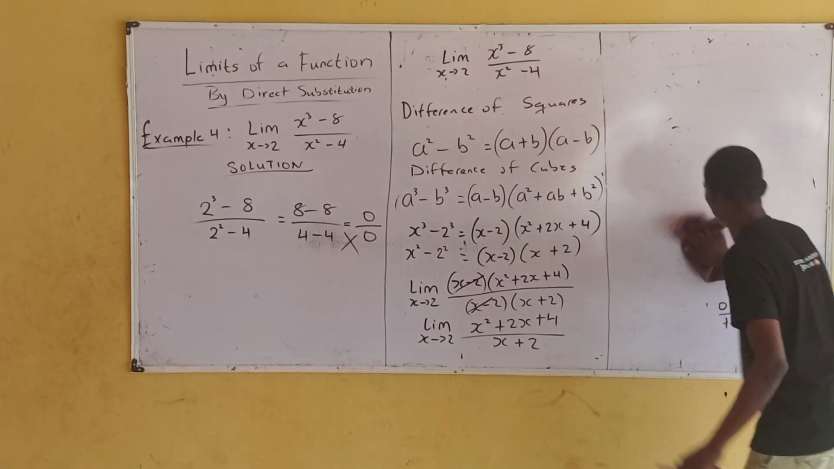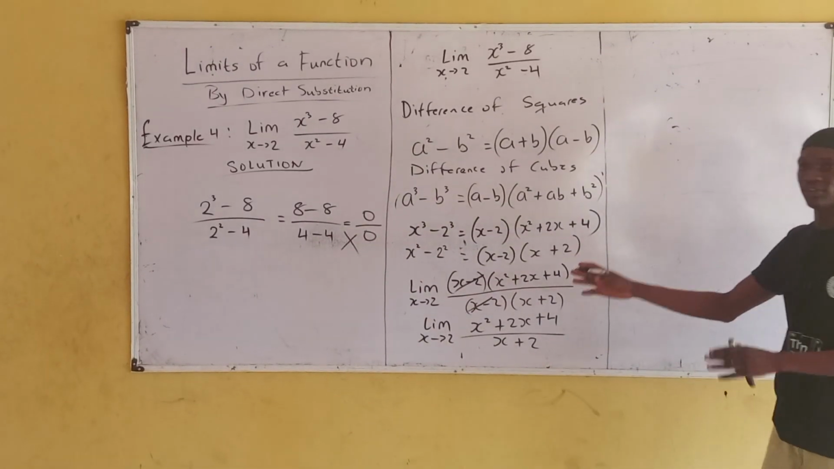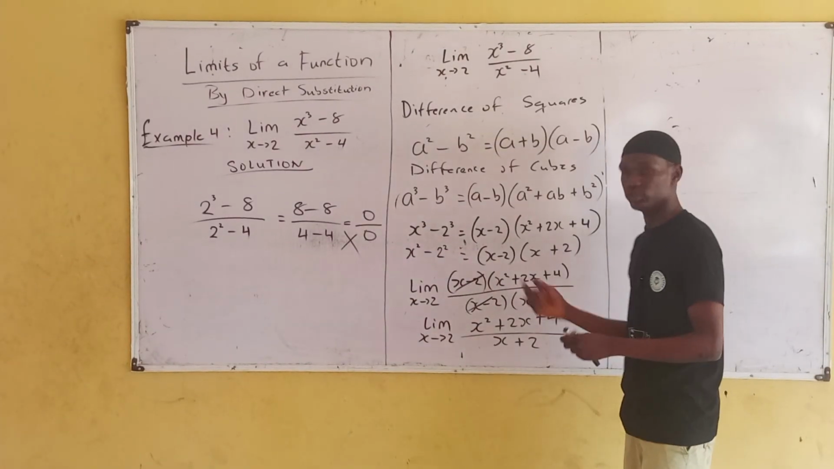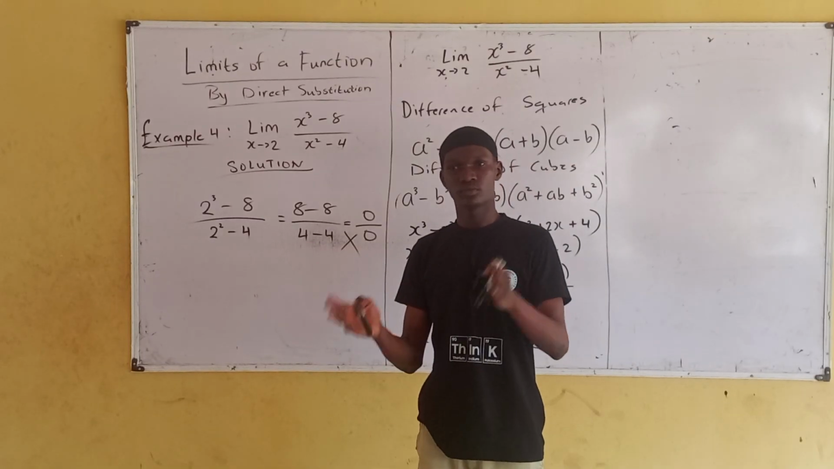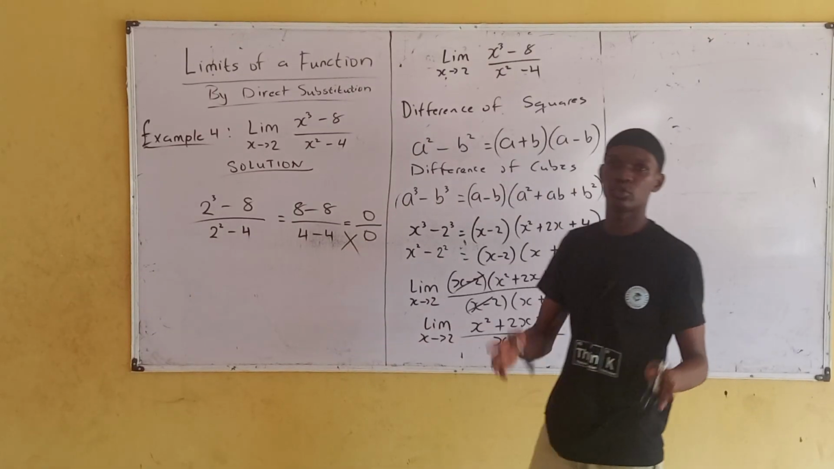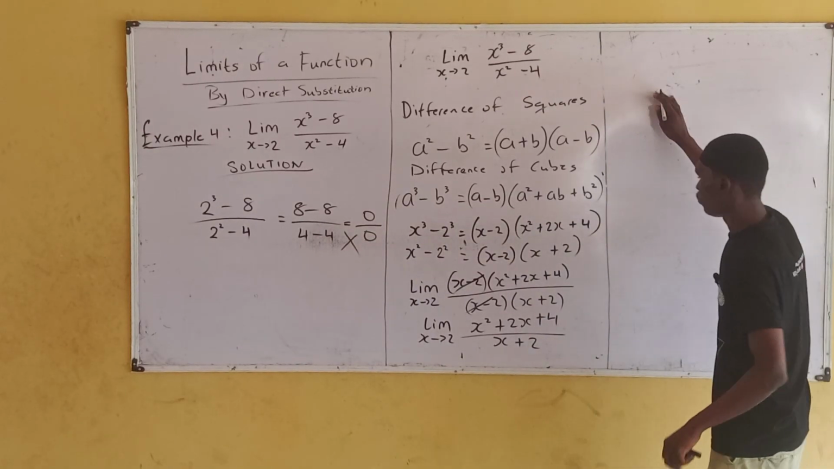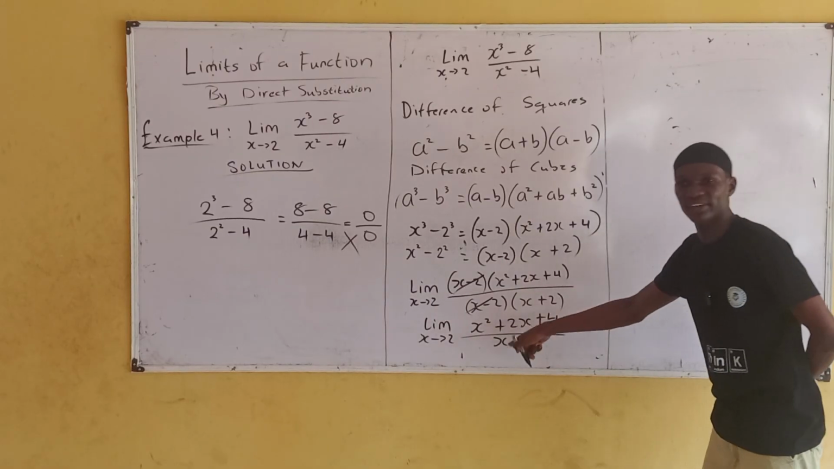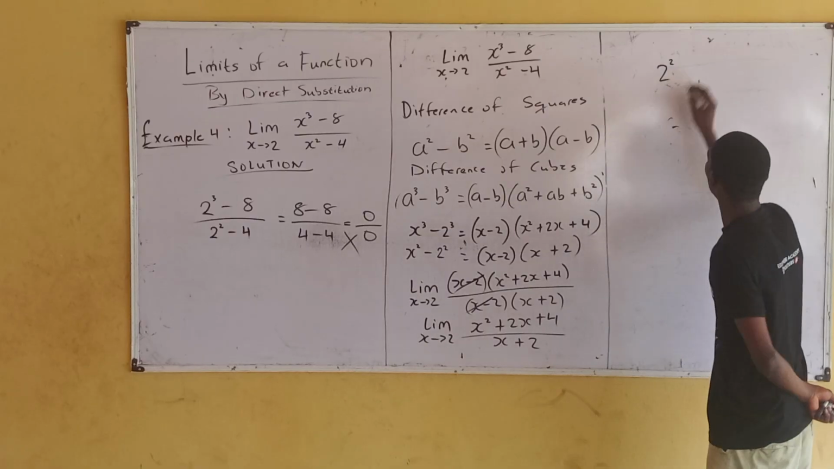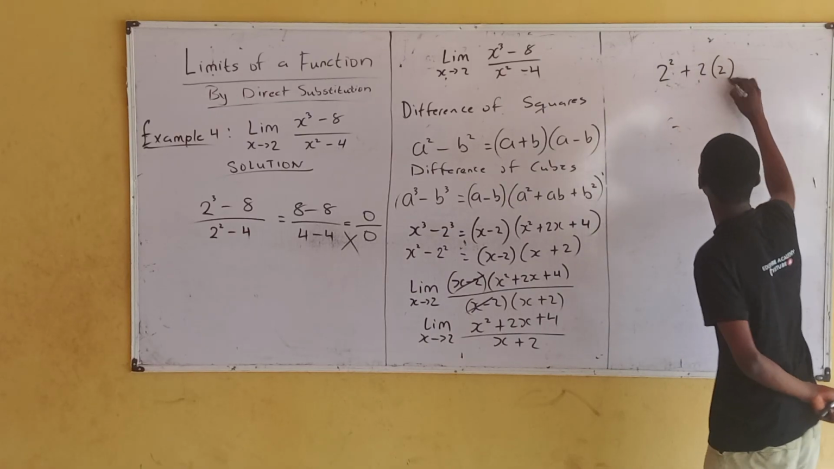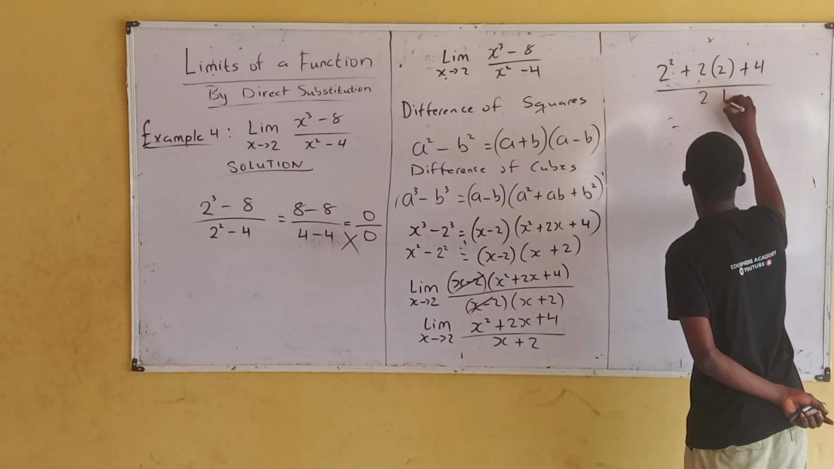Can you see everything we are doing in this factorization and rationalization? It will still end up in direct substitution. So we substitute for x into the given function: 2 squared plus 2(2) plus 4 over 2 plus 2.